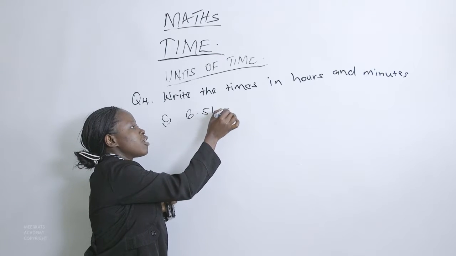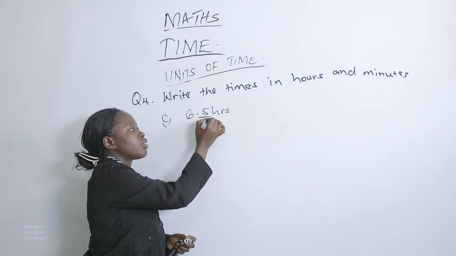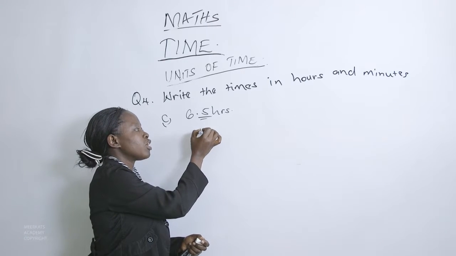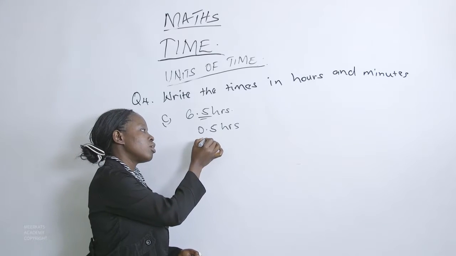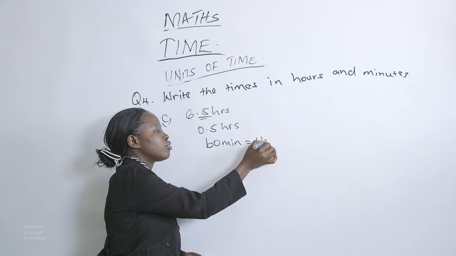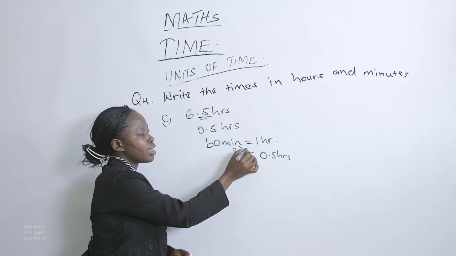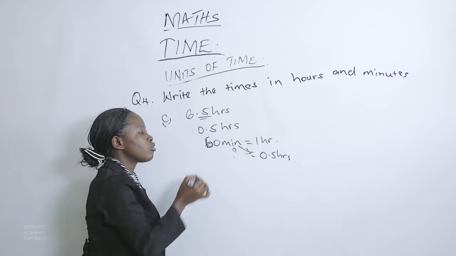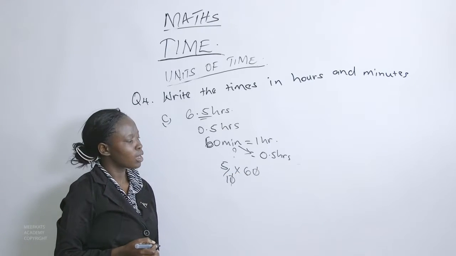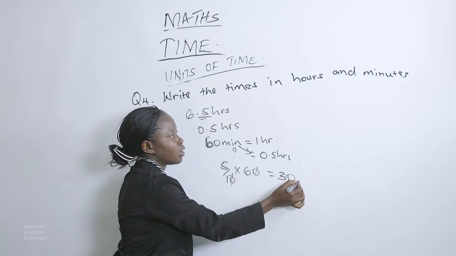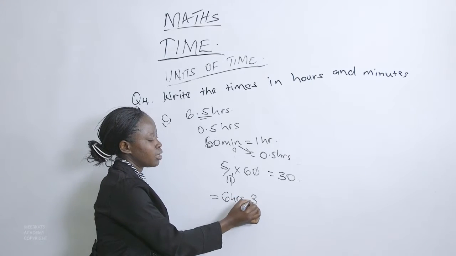Next, we have 6.5 hours. We need to convert it to hours and minutes. So we are considering the number after the decimal point, and that number is 0.5. So that means that we have 0.5 hours that we need to convert to minutes. So 60 minutes is equivalent to 1 hour. What about 0.5 hours? So this will mean that I have 0.5 times 60, and 0.5 is the same as 5 over 10 multiplied by 60, so that the 0s will cancel out. 5 times 6 will give us 30. So this means that 6.5 hours is equivalent to 6 hours, 30 minutes.